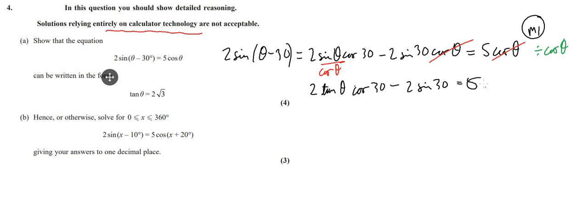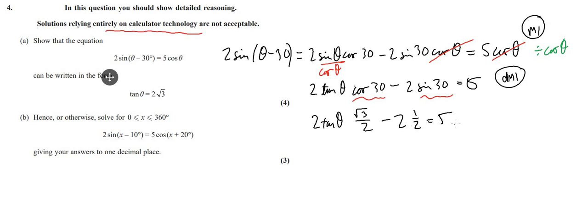Okay, that's going to get me my next mark. Now I have to think, these are just constants because they are angles that I should know. So I've got 2 tan theta times cos 30, which is root 3 over 2. I'm subtracting from that 2 times sin 30, which is a half, and that equals 5.